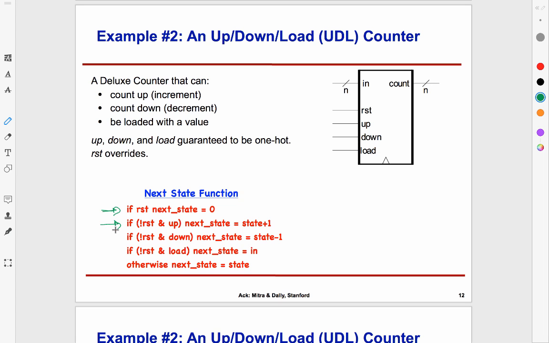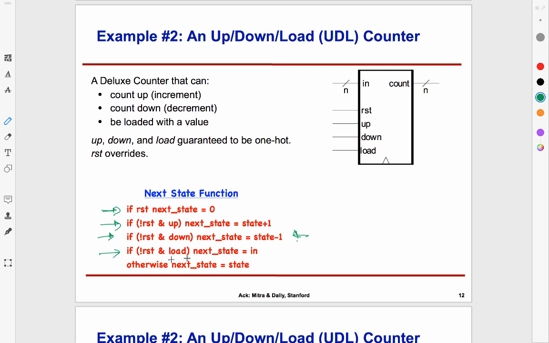The next statement says, if not reset and up, then next state is state plus 1. I'm incrementing it. Third condition is, if reset is false and it is down, then next state is state minus 1. Now, I guess my pseudocode here is not very good, so I should have said else out here, because otherwise what if both up and down are high?